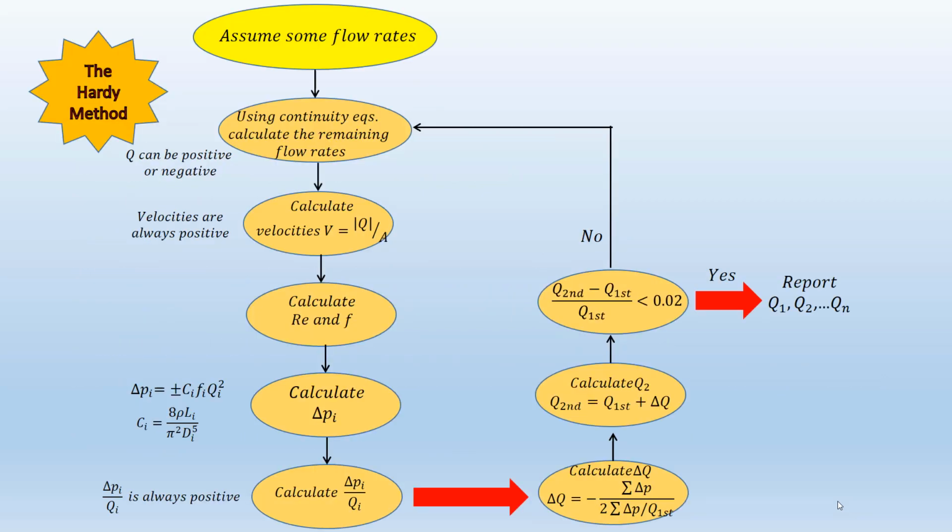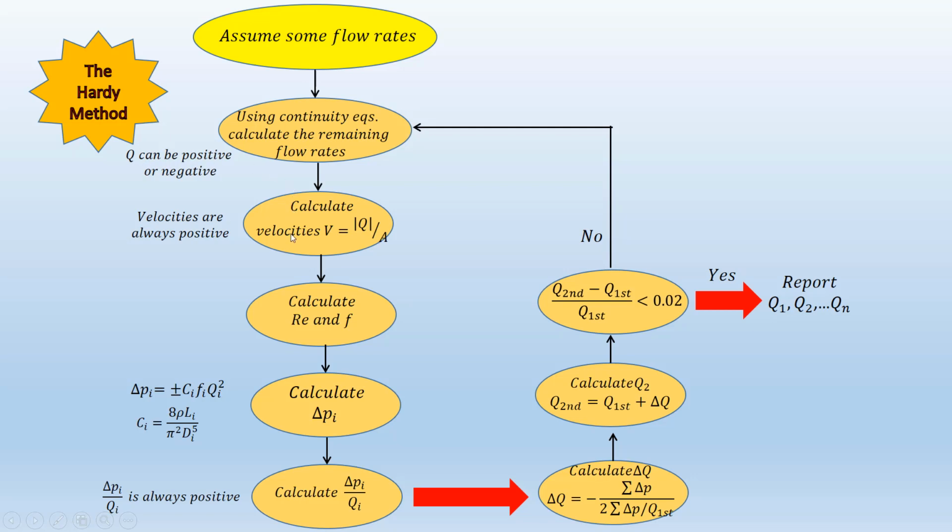Here you can see the flow chart to just solve the pipe network. So you need to start from assuming some flow rates. Again, you need to assume 2 or 3 flow rates, and then you can just write the continuity equation to find all other flow rates. Keep in your mind that Q can be either positive or negative, depending on the flow direction in the pipe and also loop direction. If they are in the same direction, Q is positive, otherwise Q is negative.